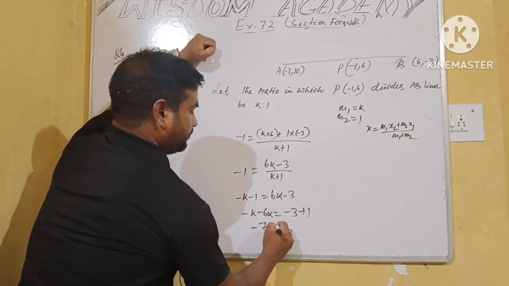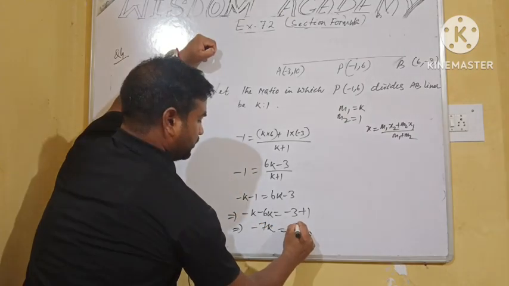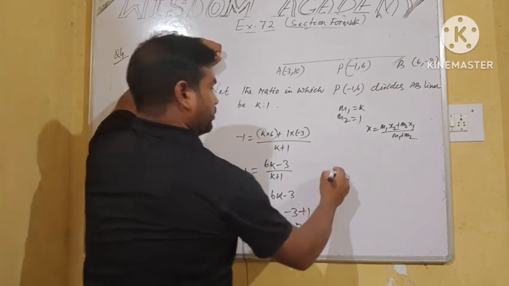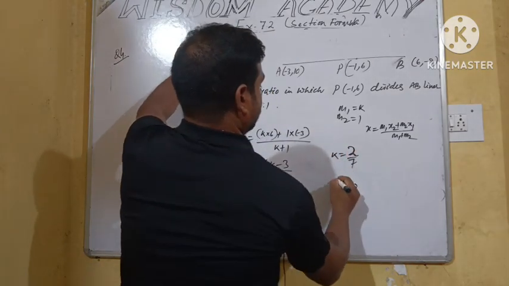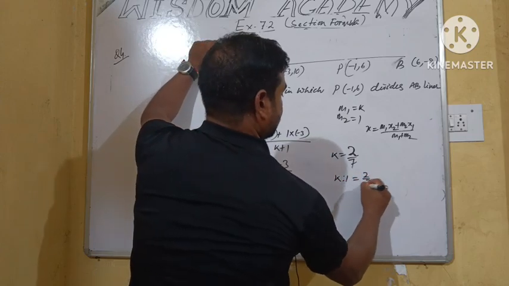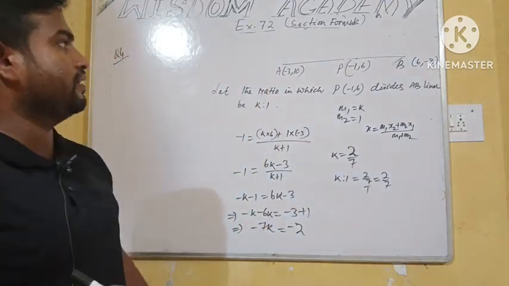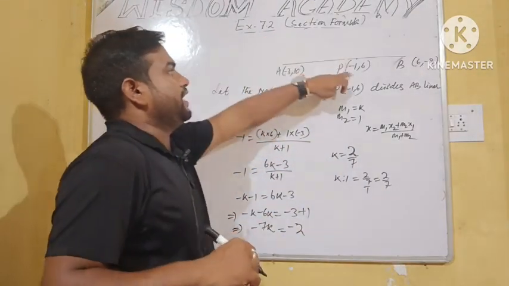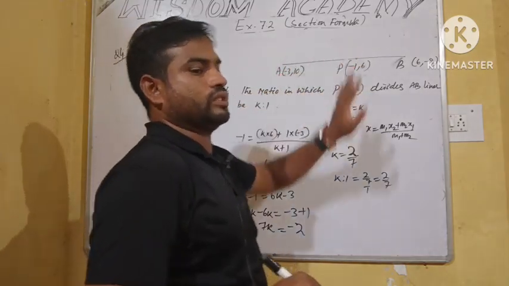Minus 7K is equal to minus 2. Minus 7K equals minus 2, K equals 2 by 7. The ratio is K is to 1, so 2 by 7 by 1, so 2 is to 7. The required ratio is 2 is to 7. P divides AB internally in the ratio of 2 is to 7.